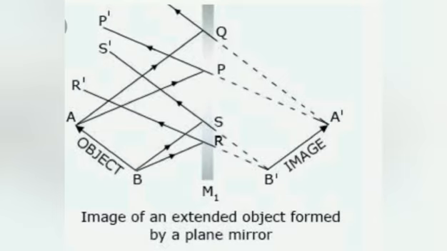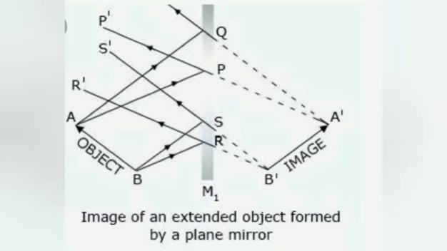These rays fall on the mirror, and after reflection from its surface, the image will be formed at A dash and B dash. Clear? Also, the size of the image will be the same as that of the object. The distance of the image from the mirror will be the same as that of the object from the mirror.